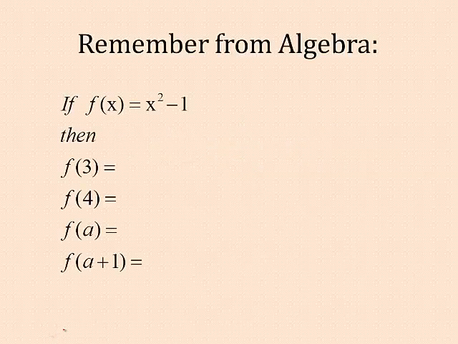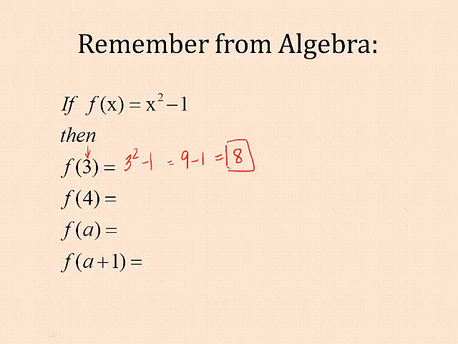Okay, so remember from algebra, if you had a basic function, f of x equals x squared minus 1, and they said to evaluate it at f of 3, well, you would simply do 3 squared minus 1, which is 9 minus 1, or 8, right? If it was evaluated at 4, you would plug a 4 in for x and do 4 squared minus 1, 16 minus 1, which is 15. So far, so good. But what if it's a variable?